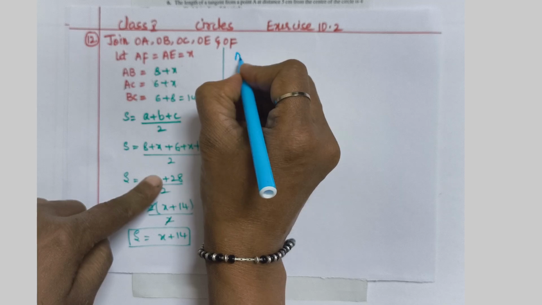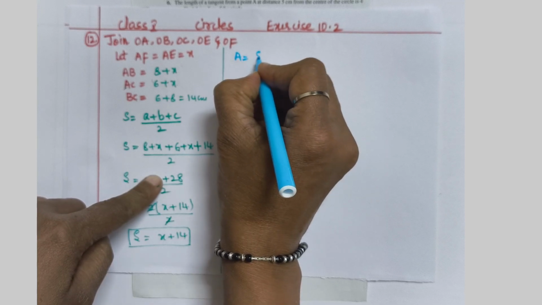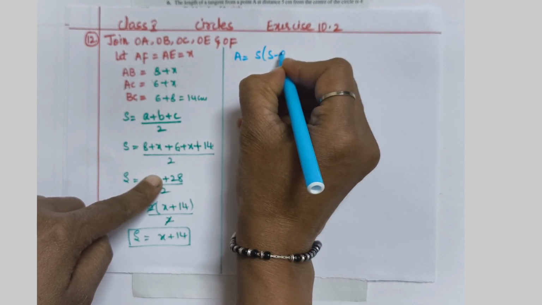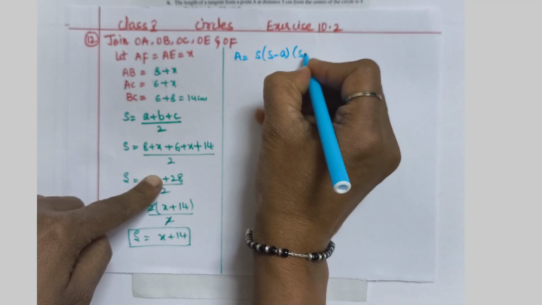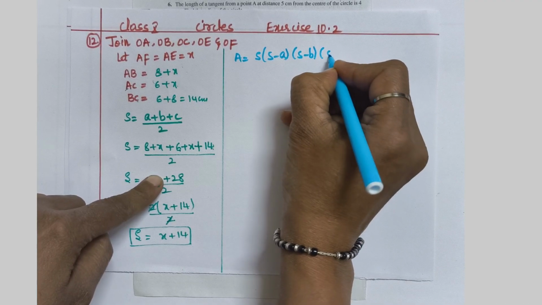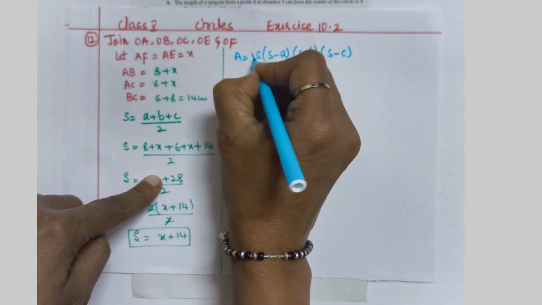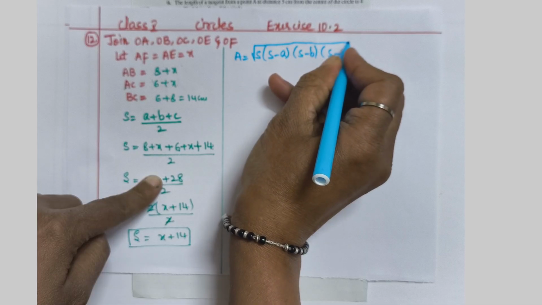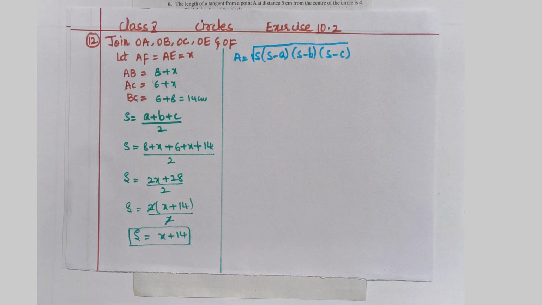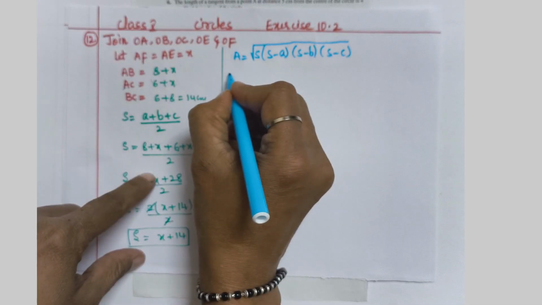A is equal to Heron's formula. What is the formula? Square root of S into S minus A into S minus B into S minus C. This is finding the area of a triangle by using Heron's formula. Now apply the values properly.